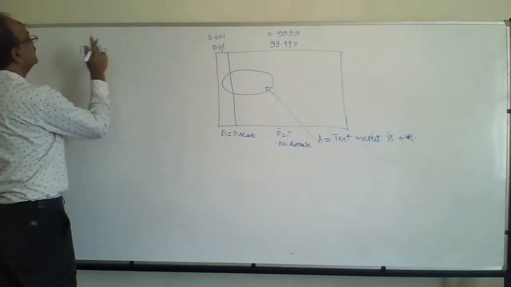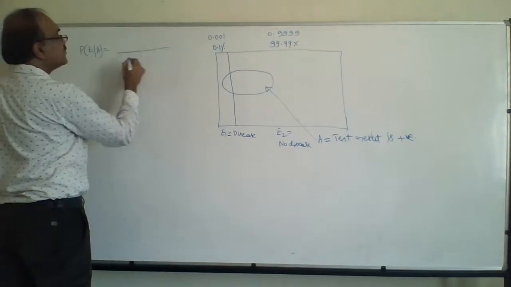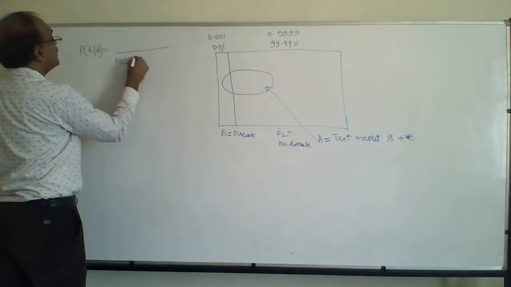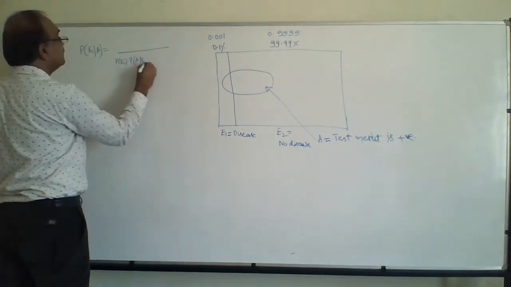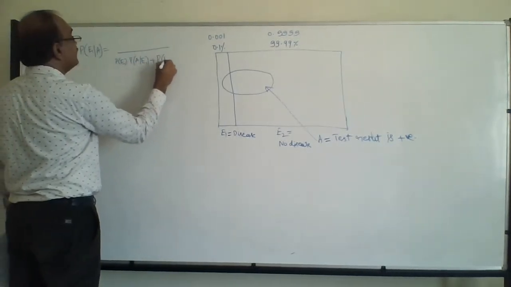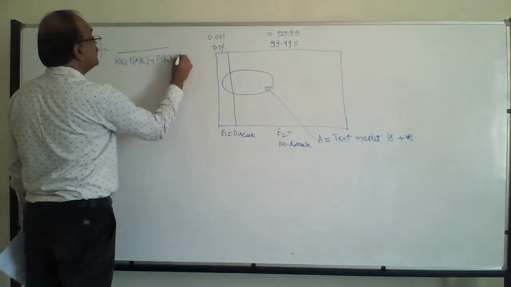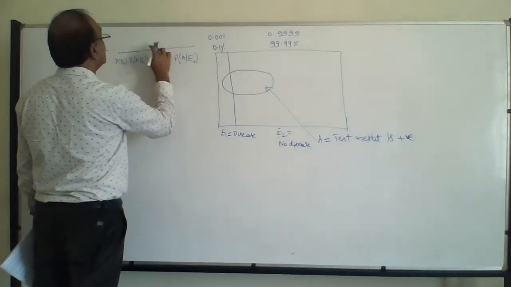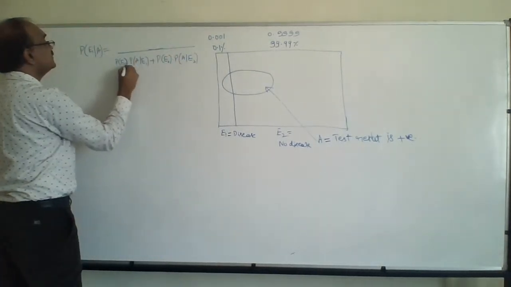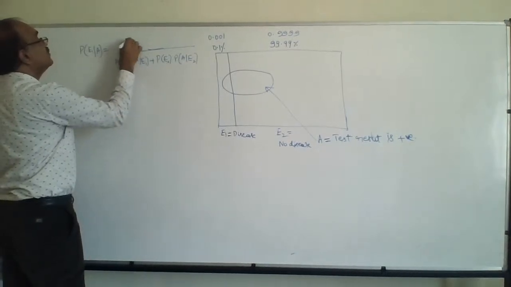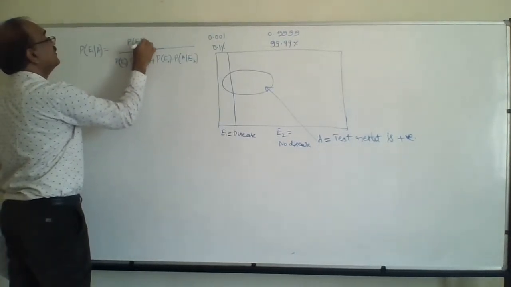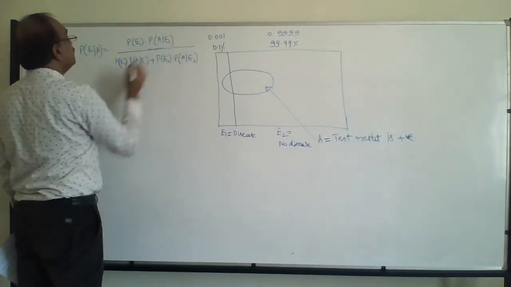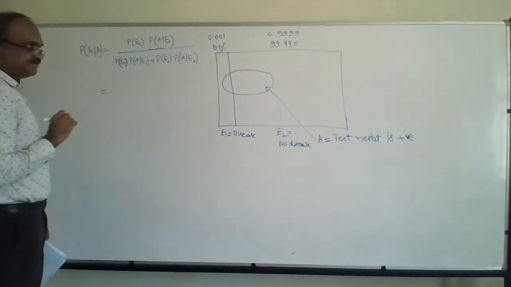So you know the formula. You'll put it like this. Here there are two partitions. The denominator is probability of E1 into probability of A given E1, plus probability of E2 into probability of A given E2. This is a standard formula. The numerator is probability of E1 into probability of A given E1. Now, just substituting the values here.